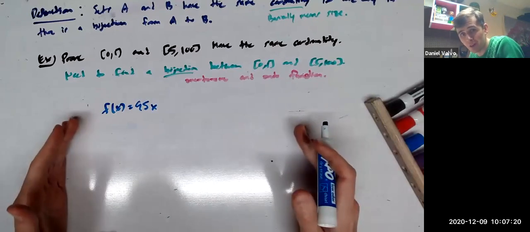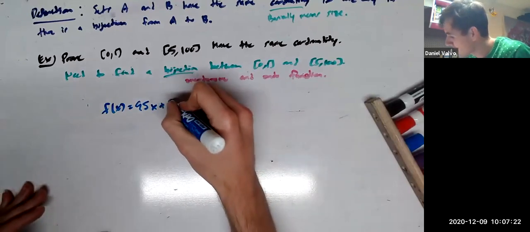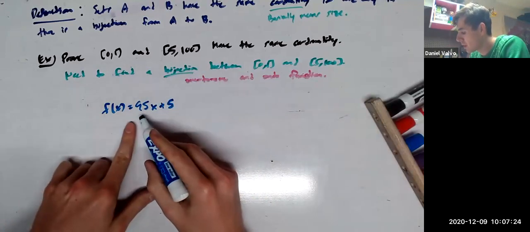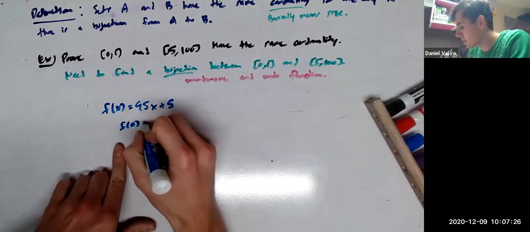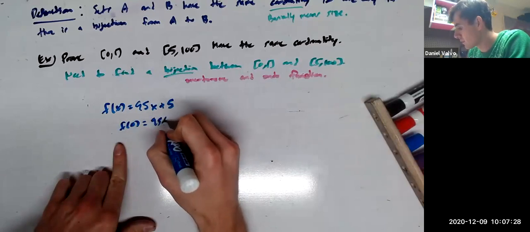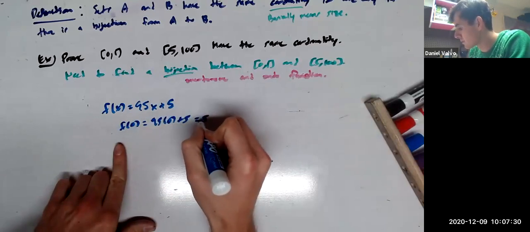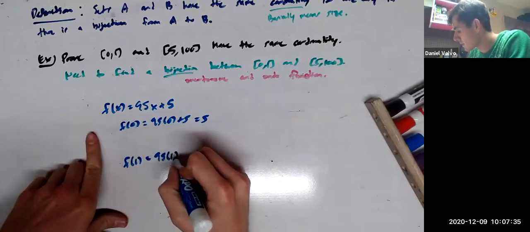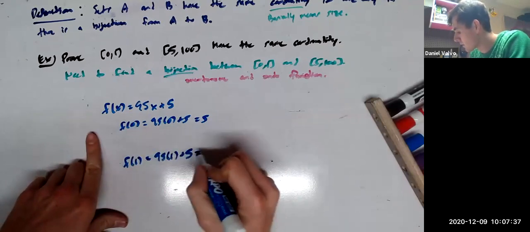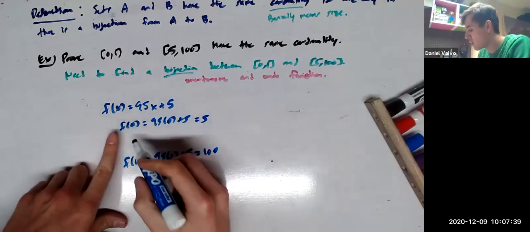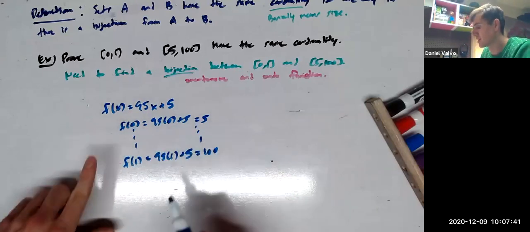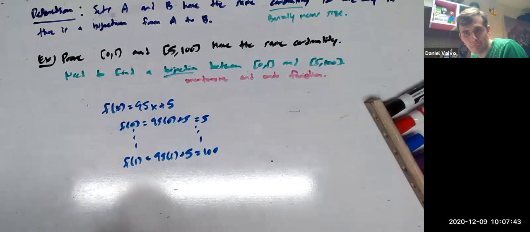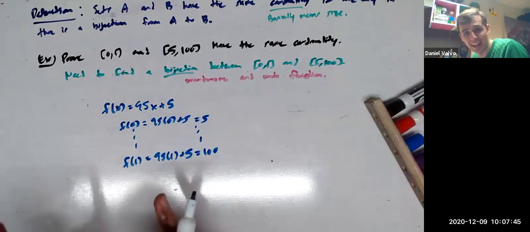We want to shift our interval. If we add 5 to this, when you plug in 0, f of 0 is going to give you 95 times 0 plus 5, which is 5. When you plug in 1, you get 95 times 1 plus 5, which is 95 plus 5, which is 100. Plugging in things in between will get us everything in between. So this is a very good candidate for our function.